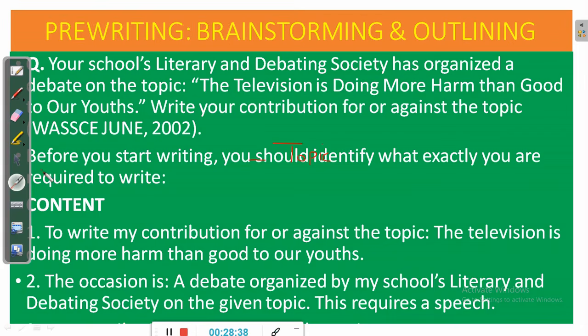All right? Now, before you start writing, you should identify what exactly you are required to write. This is very important, because before you compose a good composition, you should first compose your thoughts. There is an ancient proverb or thereabout. I can't place my finger exactly on the source of the proverb, but I love it. It states that good thinking yields good product. And I cherish the idea, when you think well, then you write well. So before you start writing, identify what exactly you are required to write.